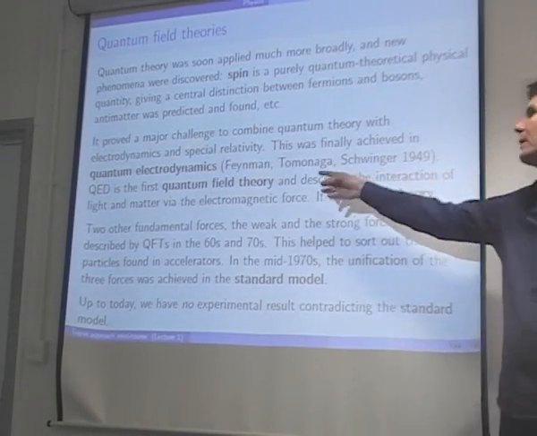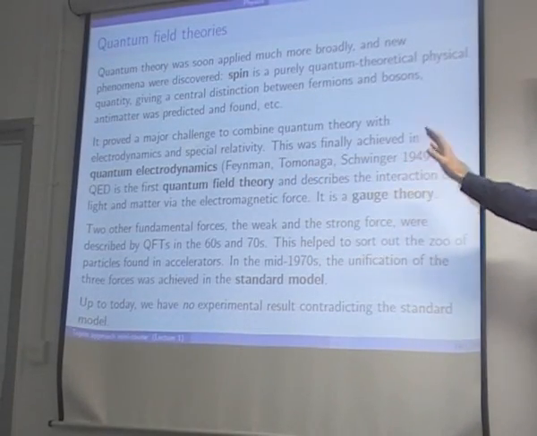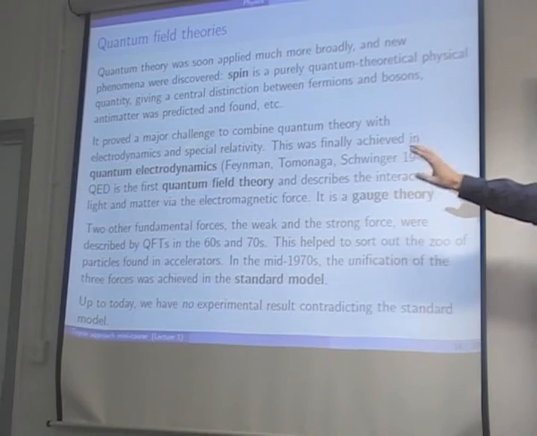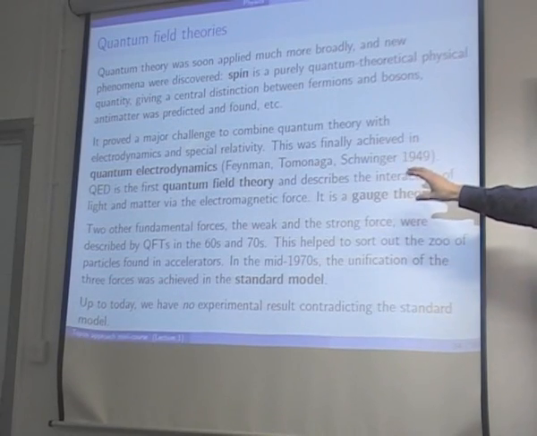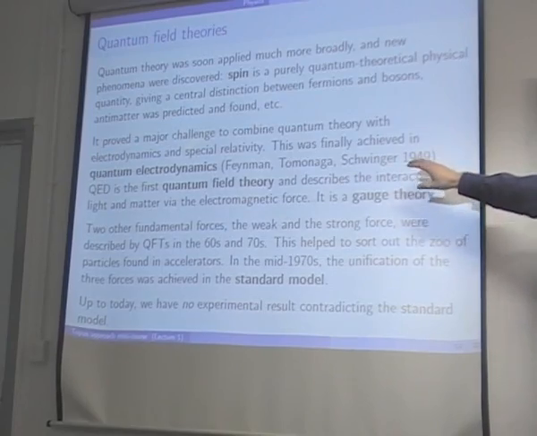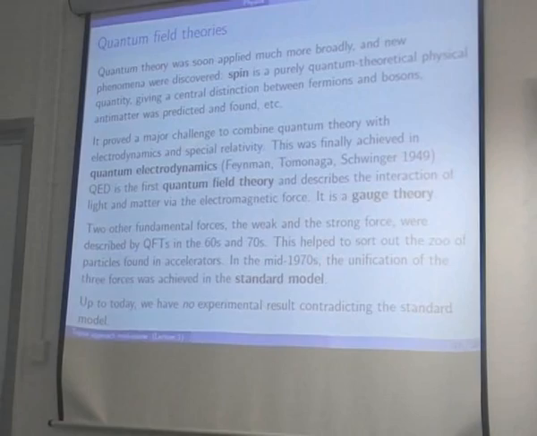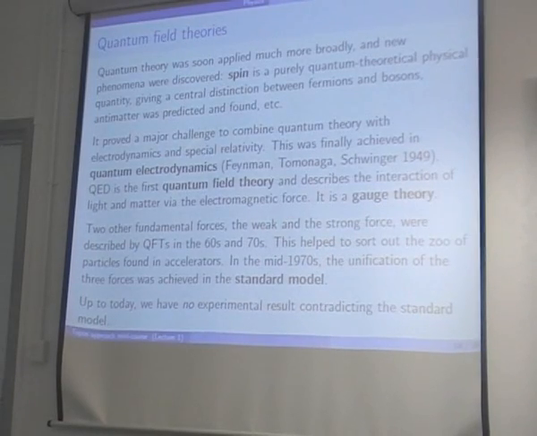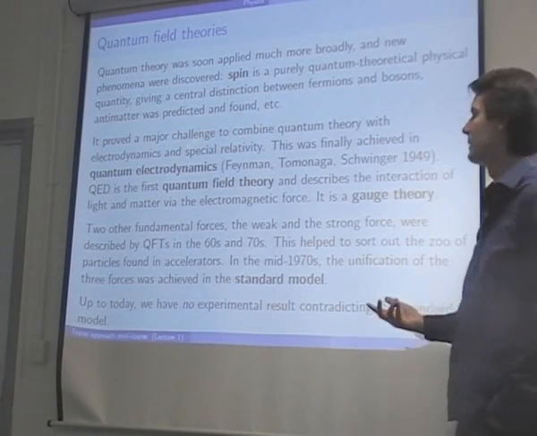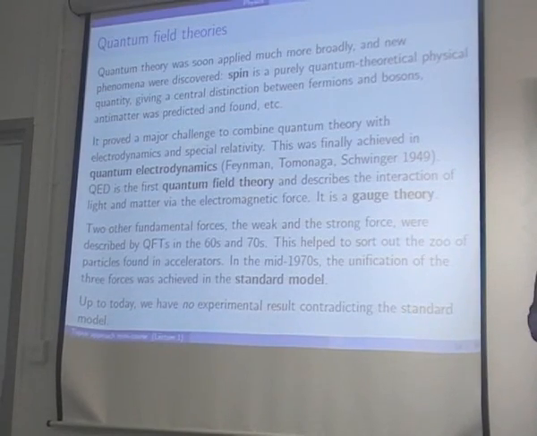So it's Feynman, Tomonaga and Schwinger, they got the Nobel Prize for that. I mean, of course, there was the Second World War in between, people did other stuff, but still it was 20 years till this was figured out. And quantum electrodynamics is the first quantum field theory, and this describes the interaction of light and matter by the electromagnetic force. And this is also what is called a gauge theory.